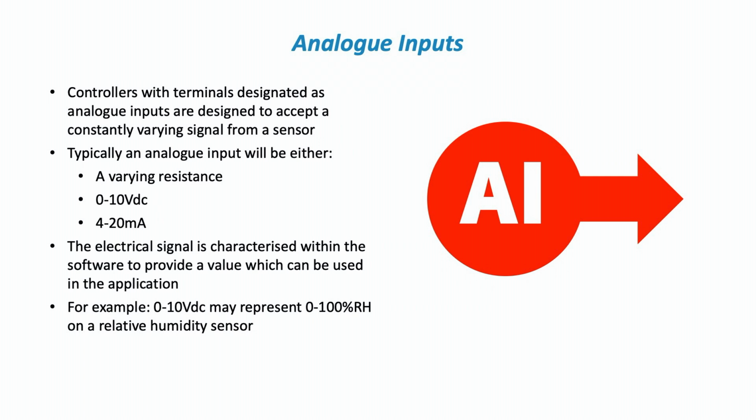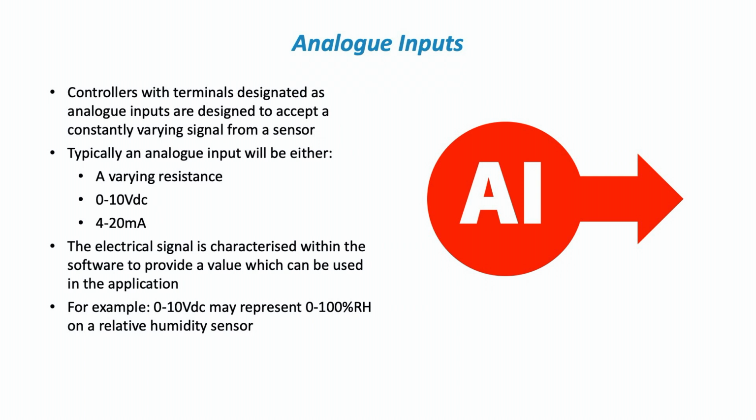The other signal we use is a 4 to 20 milliamp signal. You also get 0 to 20 milliamp, but 4 to 20 milliamp is much more common. In the same way as a 0 to 10 volt DC signal, with a 4 to 20 milliamp, at 4 milliamps we might have 0% RH, and at 20 milliamps we might have 100% RH. And obviously everything incrementally between those will be on that sliding scale of 0 to 100.